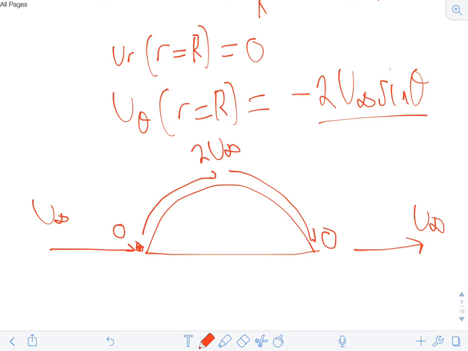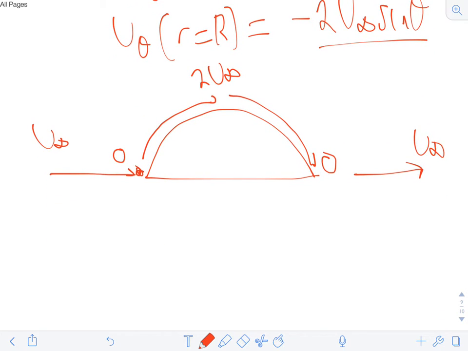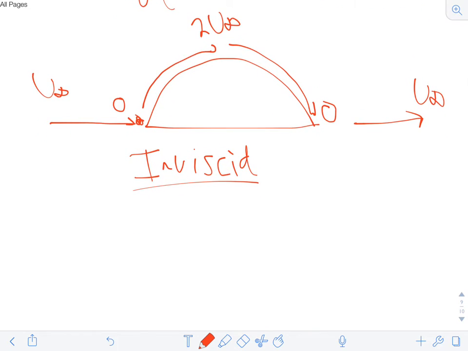This is an inviscid problem. This should bother you when you look at it. You might imagine, well, the flow should separate over that. It couldn't stick to it like that, and that's true. We're assuming this is inviscid. This is an inviscid flow.